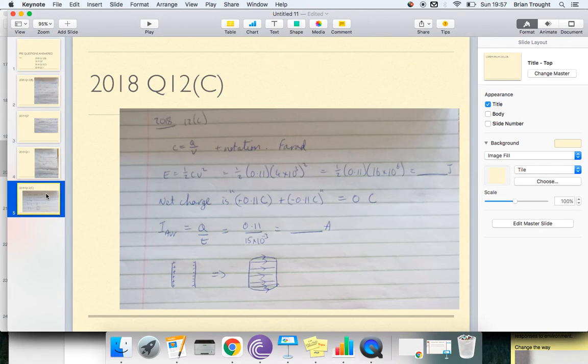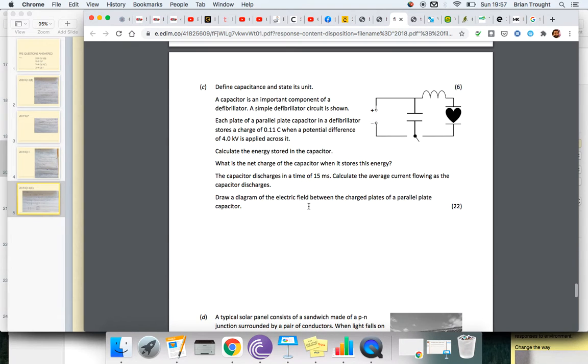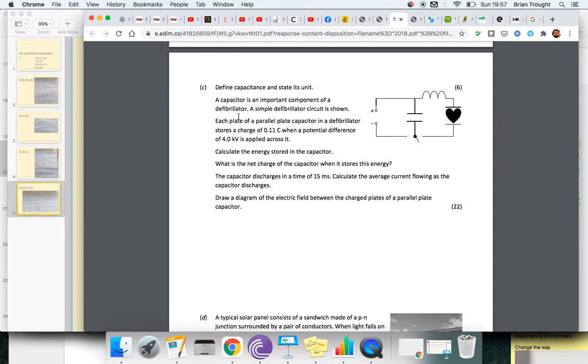Now, last question was 12C, a capacitance question. Okay, define capacitance and state its unit. Put the notation in, and the unit is the farad. Second one, calculate the energy stored in the capacitor. So energy is a half CV squared.